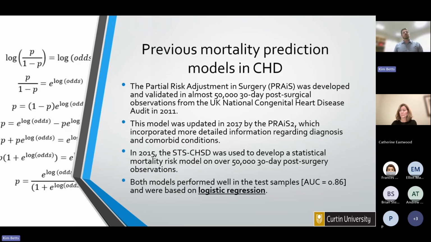So previous mortality prediction models in CHD, the first was the PRAISE, which was developed and validated in 50,000 30-day post-surgical observations in the UK. And I forgot to mention before, but the outcome specifically we're talking about is mortality within 30 days of the initial surgery. So if the patient died at 31 days, it's not included.